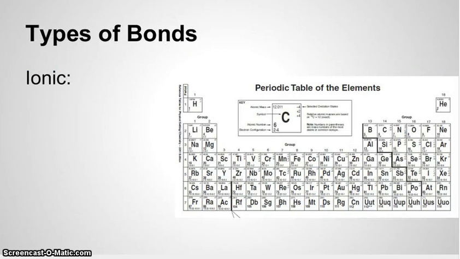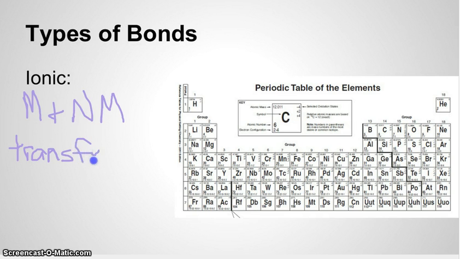All right, there are 3 different types of bonds. And the first one we're going to talk about this week is going to be an ionic bond. And an ionic bond happens between a metal and a nonmetal. So if we have a metal all the way over here from the left side of the table and a nonmetal from the right side of the table to the right of the staircase, and they want to interact, they're going to form what's called an ionic bond. And an ionic bond between a metal and a nonmetal is a transfer of electrons.